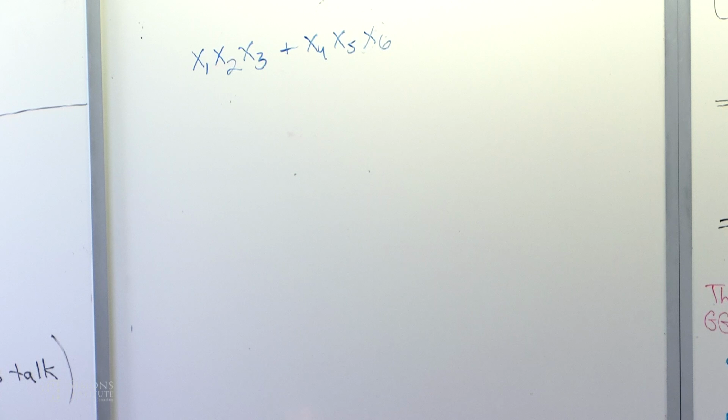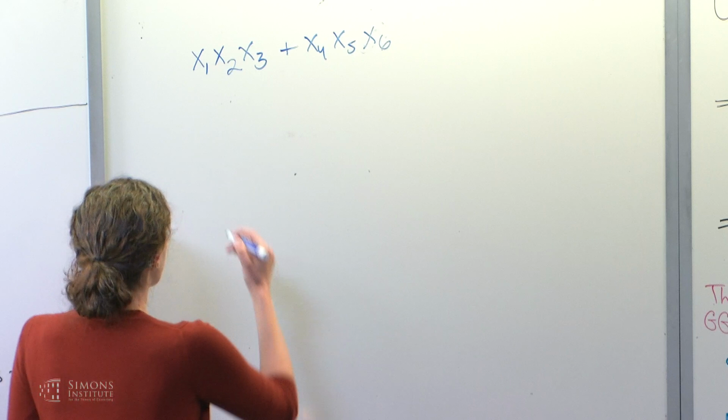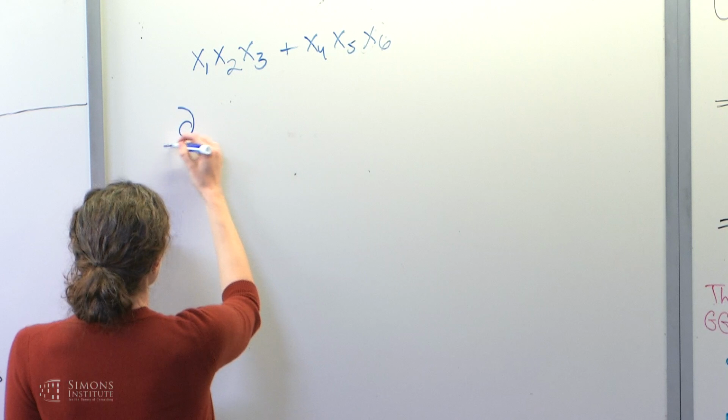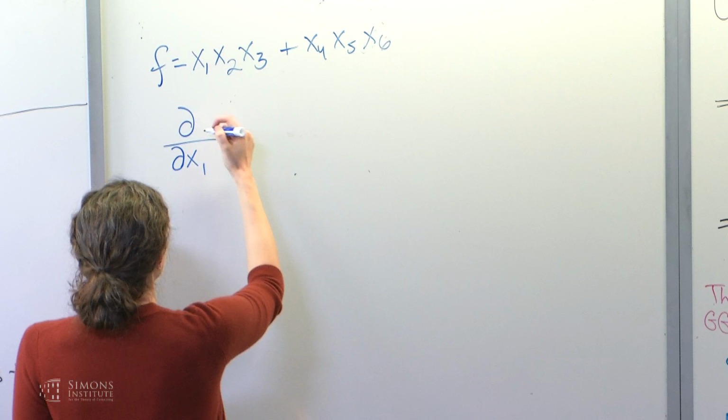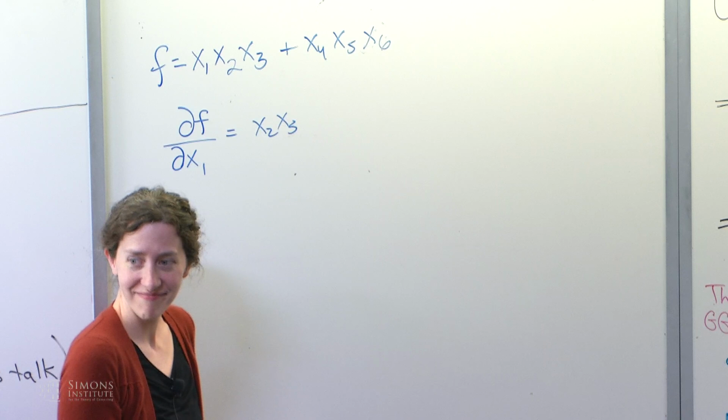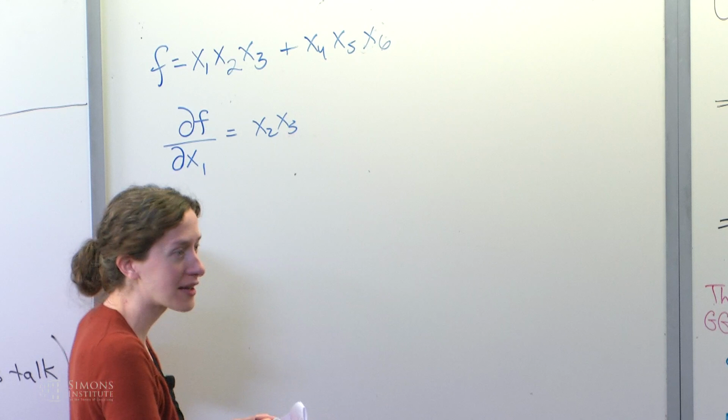stable. And that condition is satisfied, right? If I take, for example, the derivative, so this is f, if I take the derivative with respect to x1 of f, I just get x2 x3, a perfectly good stable polynomial. And similarly, if I take the derivative with respect to any of the others, I just get a product of two variables, which is a perfectly good stable polynomial.